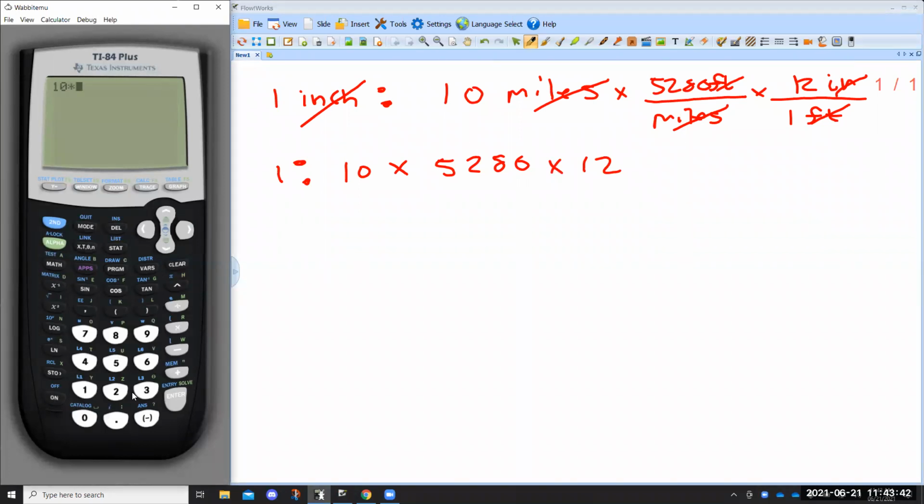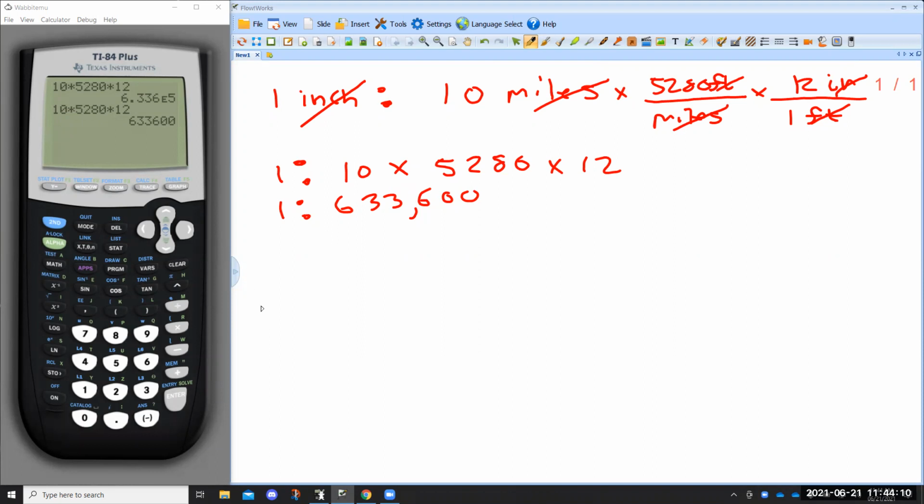10 times 5,280 times 12 is, oh, let me get this off the scientific notation. Back in mode here. 1 to 633,600.